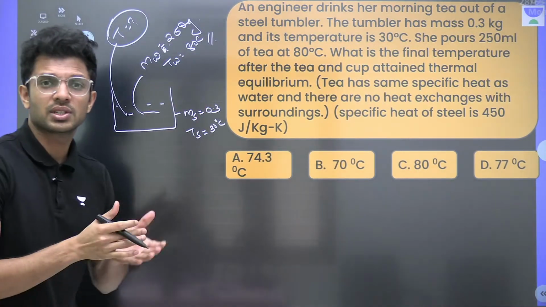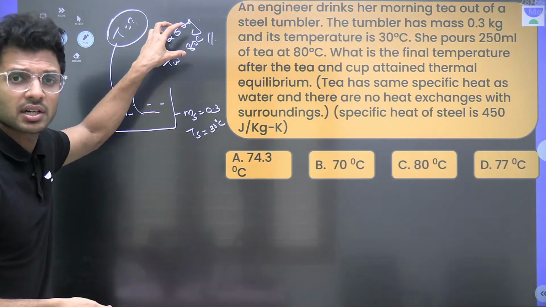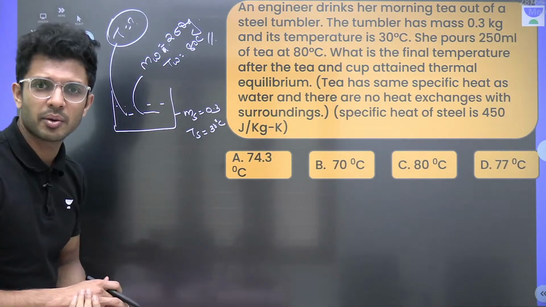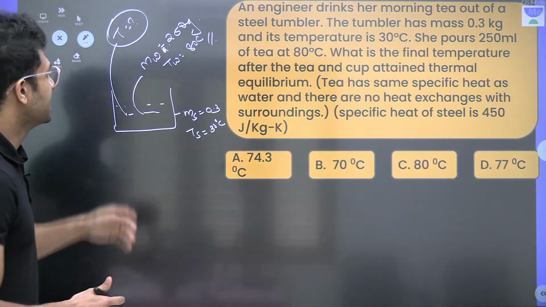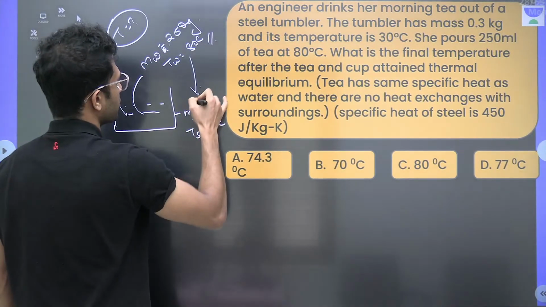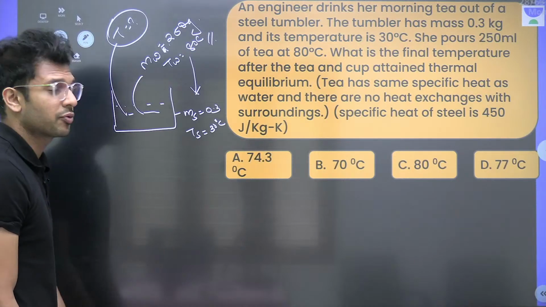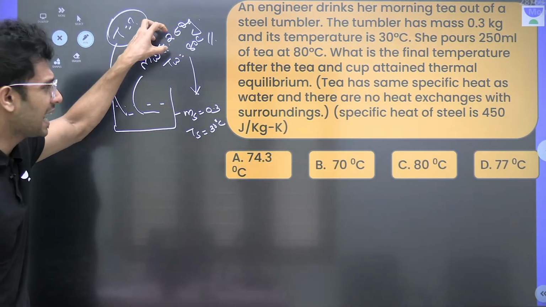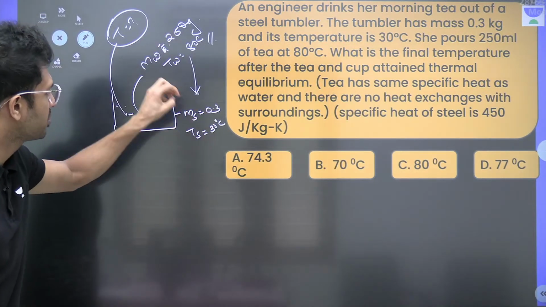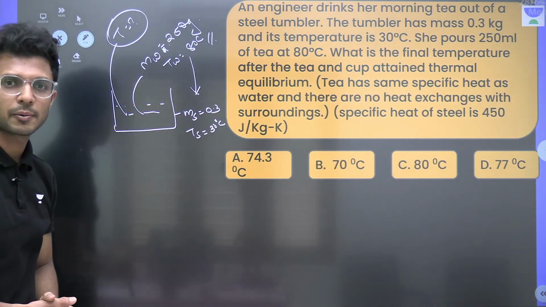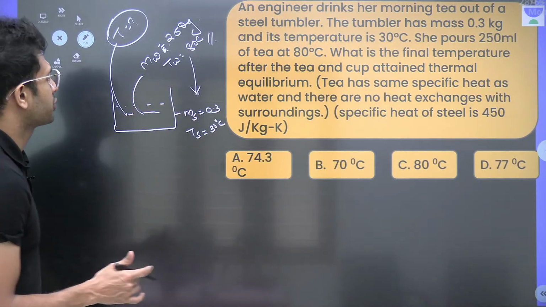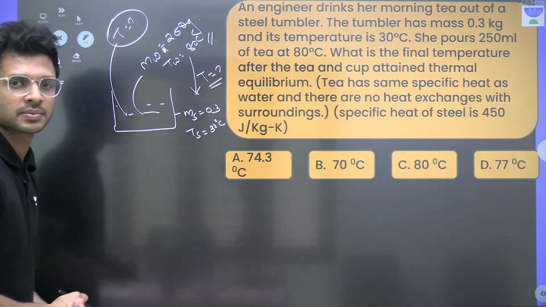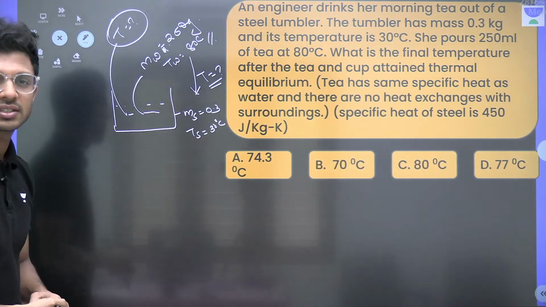Temperature, how is it changing? Look, water at a higher temperature is being poured into a steel tumbler at a lower temperature. Tell me what happens. The heat energy will start flowing from where to where? Heat energy will flow from the higher temperature body, tea at 80 degrees Celsius, to the lower temperature steel tumbler until both of them achieve a common temperature T. And this common temperature is asked here.